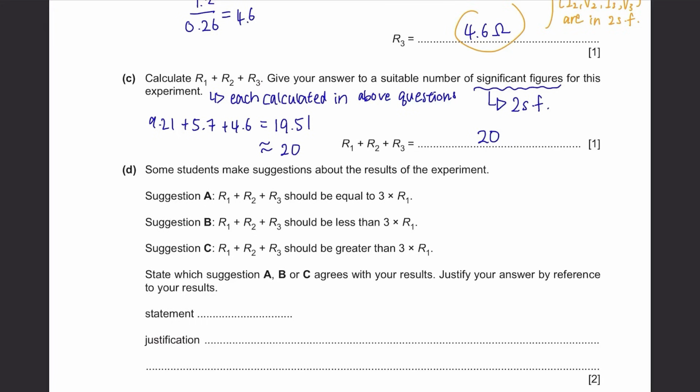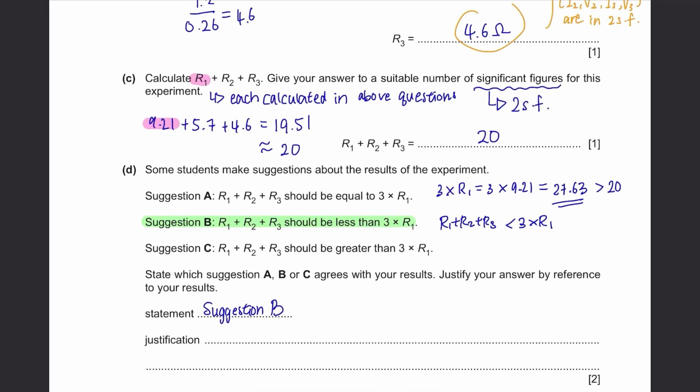Justify your answer by reference to your results. R1 was 9.21, and if we multiply it by 3, it's greater than 20. So R1 plus R2 plus R3 is less than 3 times R1, and our answer in part C corresponds with suggestion B. For justification, we can say that R1 plus R2 plus R3 equals 20, but 3 times R1 equals 27.63, so R1 plus R2 plus R3 is less than 3 times R1.